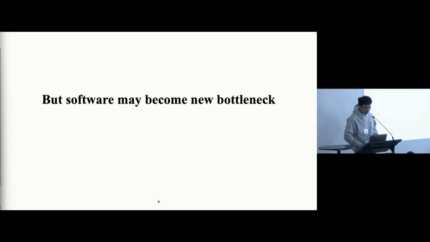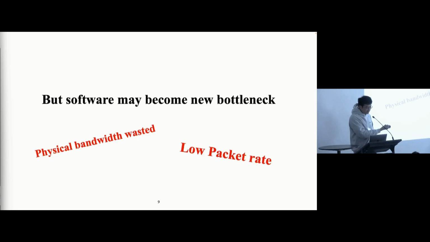But right now, Triton is not good enough. Though it achieves the flexibility we wanted, each packet needs to pass by the software AVS, and it may become the new bottleneck. For example, each packet will be DMA'd twice in the PCIe bus, and the physical bandwidth will be wasted. And the CPU processing will slow down the packet rate gained by the hardware acceleration.